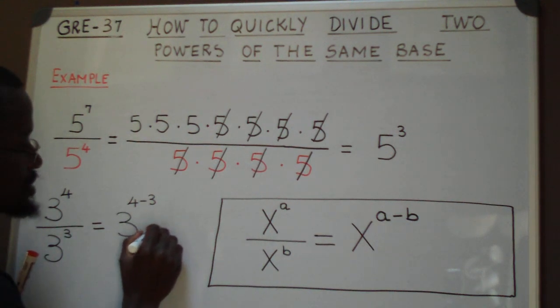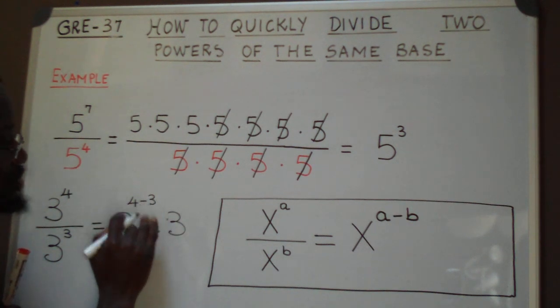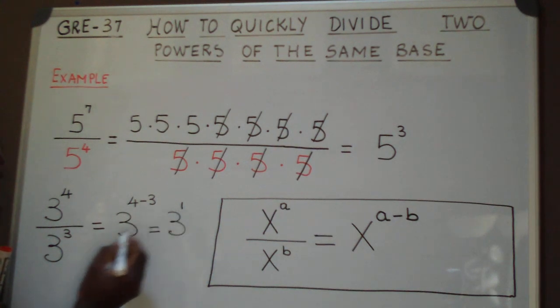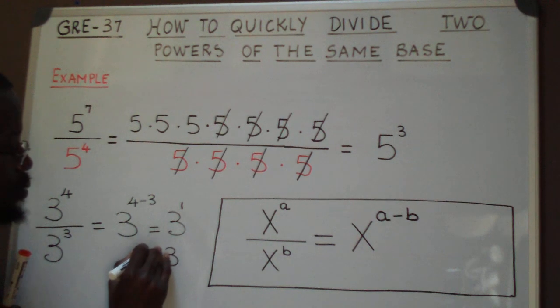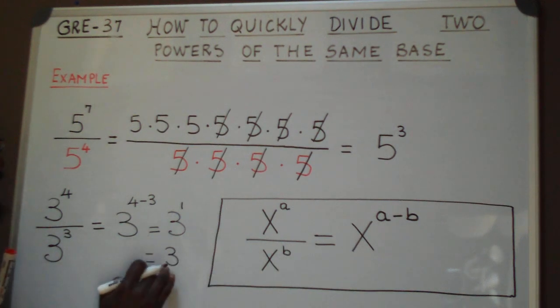If you do this calculation, you will get 3 to the exponent 4 minus 3, that is 1. But 3 raised to the exponent 1 is simply equal to 3, because it is 1 factor of 3, and 1 factor of 3 is simply 3. So this will be the answer. I hope you understand this. I would like you to revisit this video and make sure that you understand it very clearly.